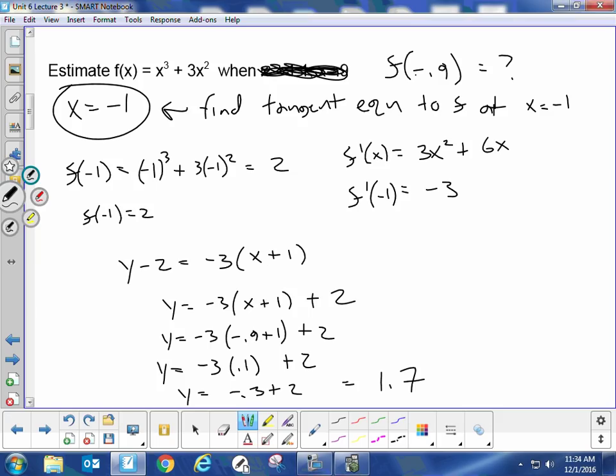Okay? I'm assuming that -0.9 cubed plus 3 times -0.9 squared is going to be close to 1.7. Do the math and see what it actually is in your calculator. Original function, not derivative.